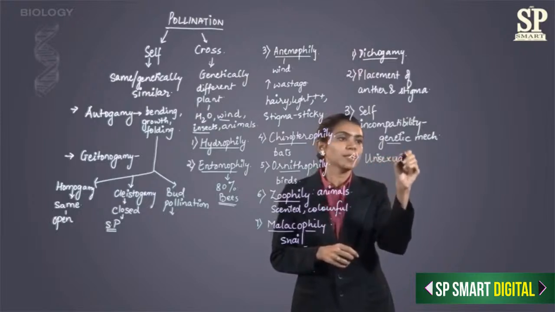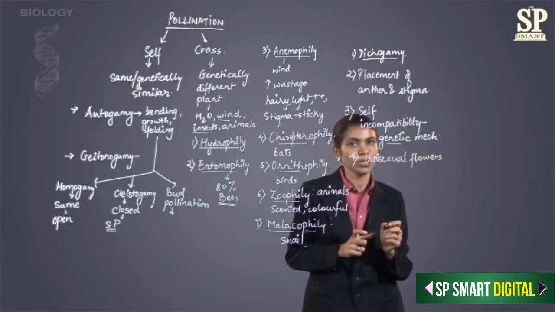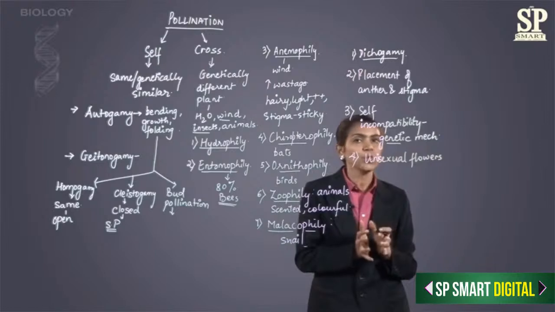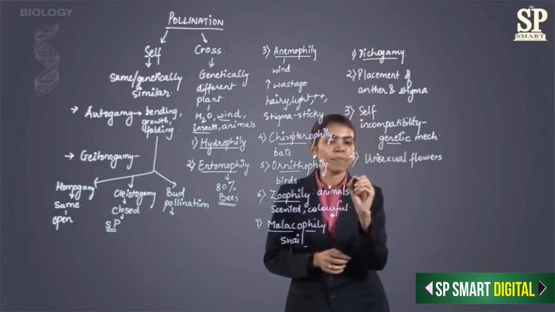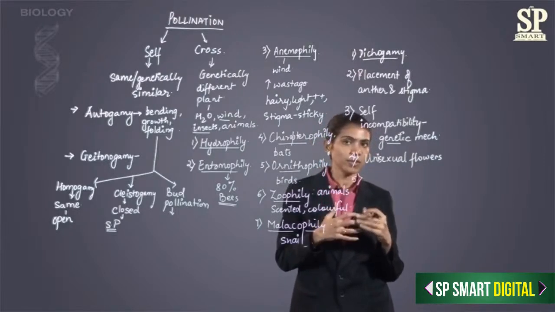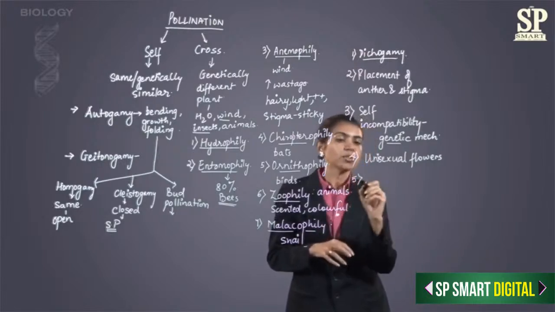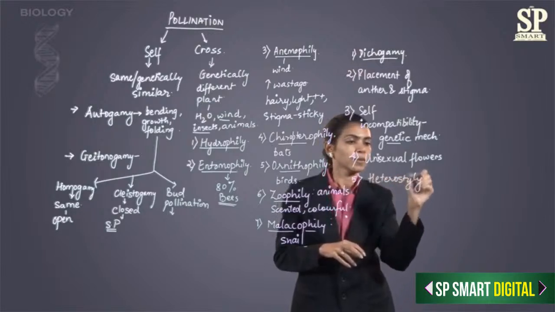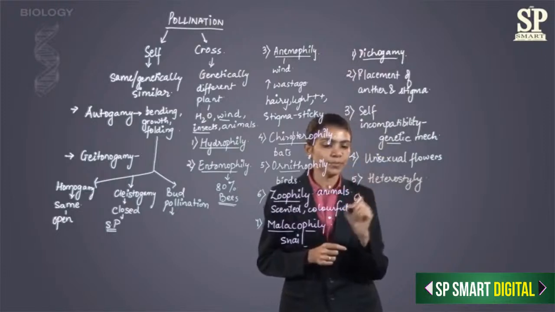Next, unisexual flowers. If the plant has unisexual flowers, there are more chances of cross-pollination. There could be no autogamy. Geitonogamy could occur. Cross-pollination can also occur, but there is no autogamy taking place. Next is the length of the style and stigma. If there are different lengths of style and stigma, there is again more probability of cross-pollination occurring. That is called heterostyly. So heterostyly again increases the susceptibility to cross-pollination.